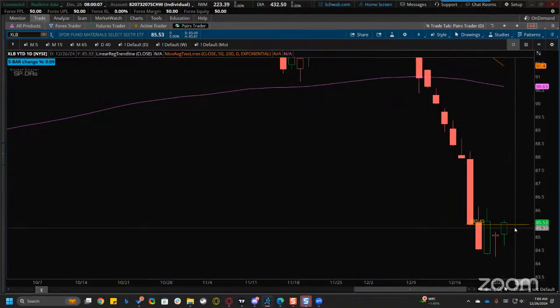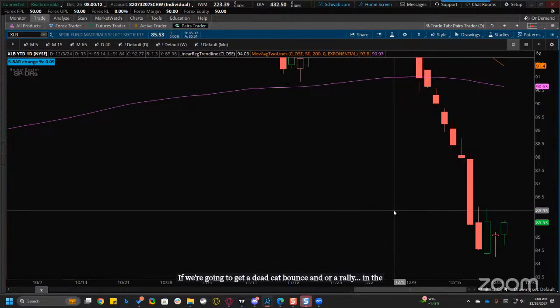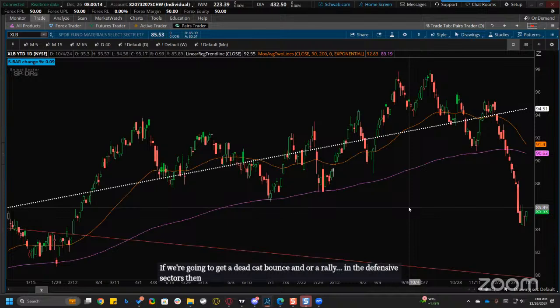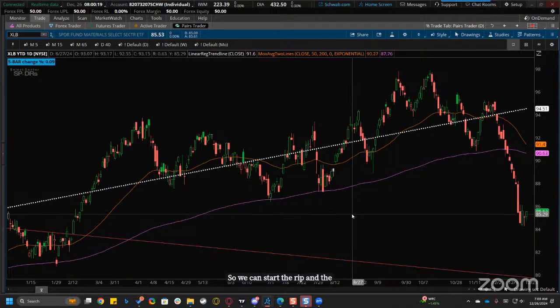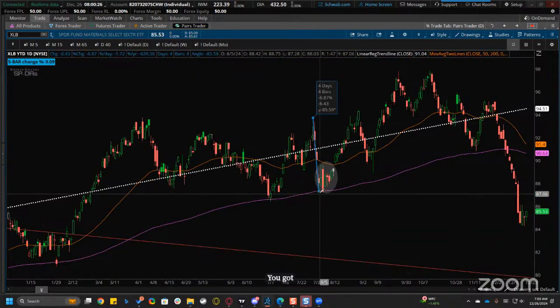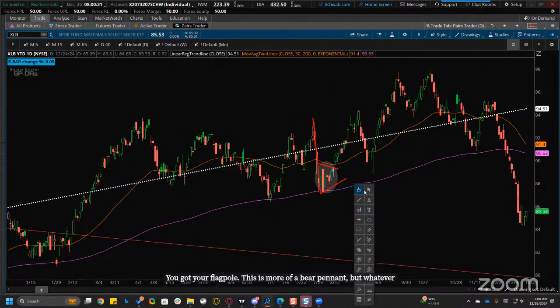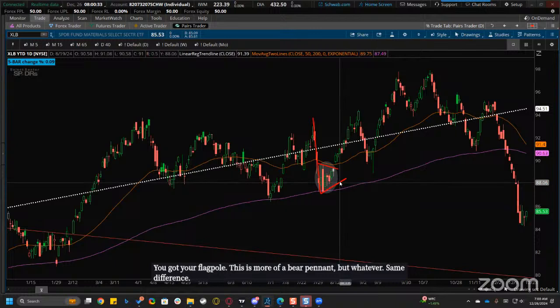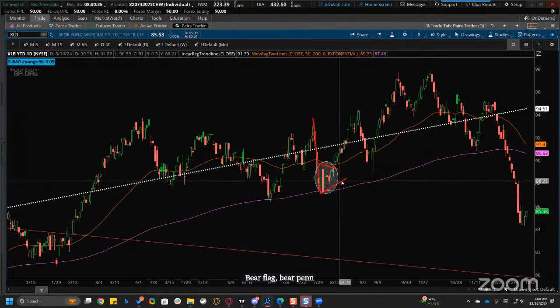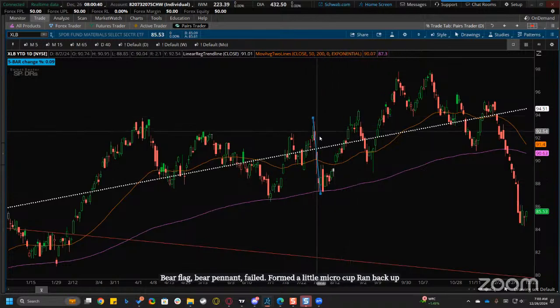If we're going to get a dead cat bounce and or a rally in the defensive sectors, then the bear flag has to fail so we can start the rip and the rally back up. If you're looking for an example of a failed bear flag, it would be right there. All right, you got your flagpole. This is more of a bear pennant, but whatever. Same difference. Bear flag, bear pennant, failed, formed a little micro cup, ran back up to the top, which is what it owes us anyways.